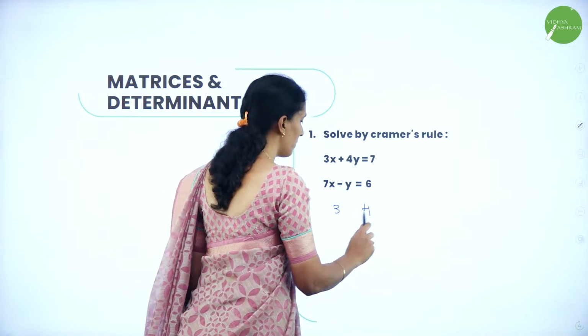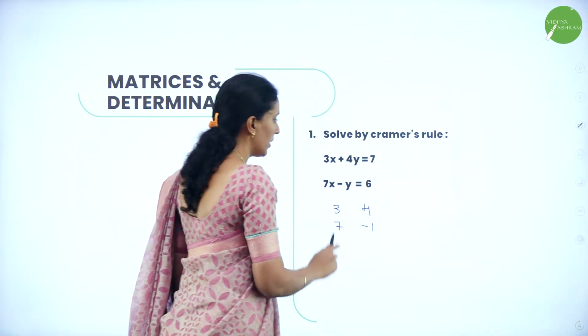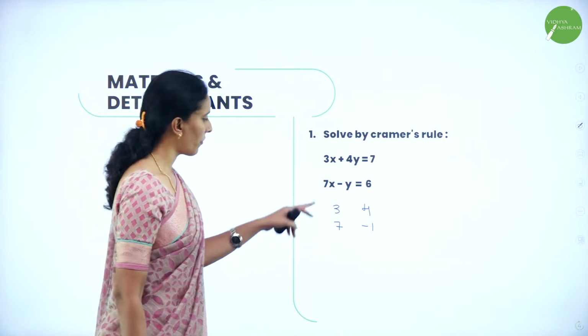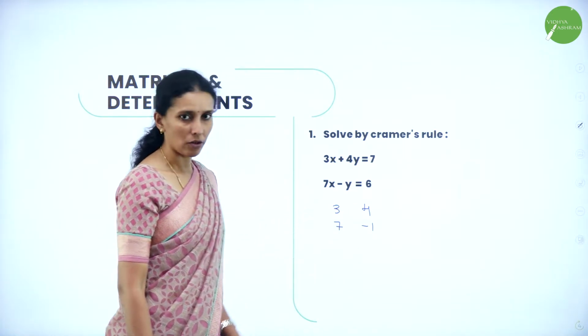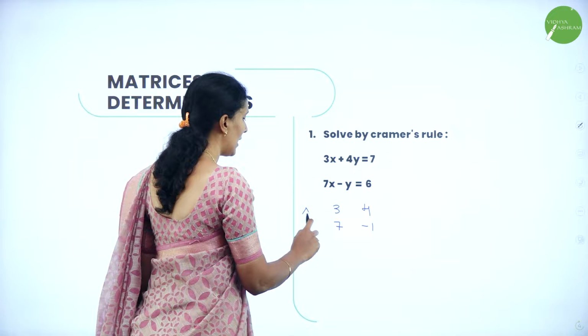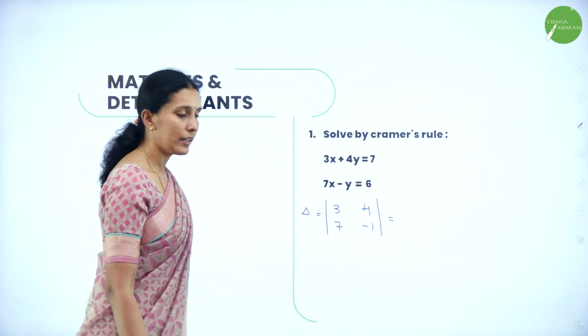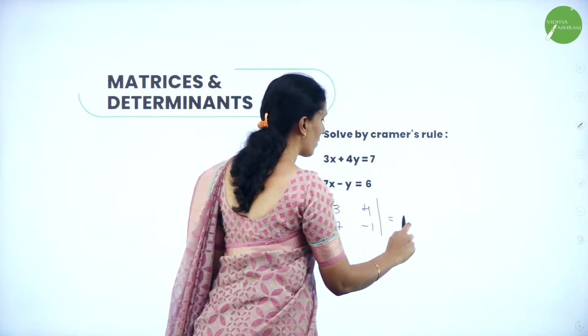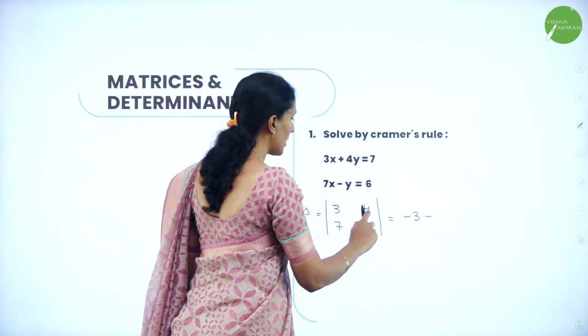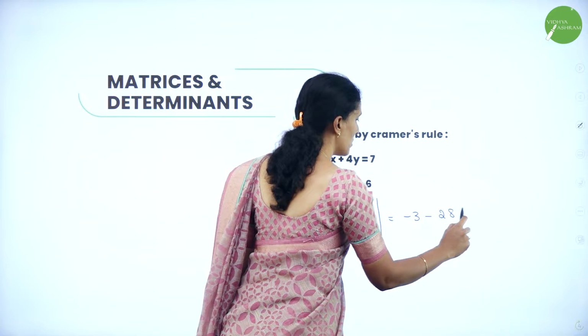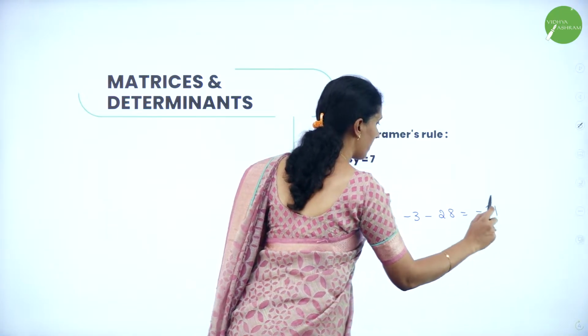First, let me take this in the form of a matrix: 3, 4, 7, minus 1. We have to write the coefficients of x in one column and y in one column. Let me take this as delta. Delta means finding the determinant: 3 into minus 1, minus 3, minus 7 fours are 28. So the value is minus 31.